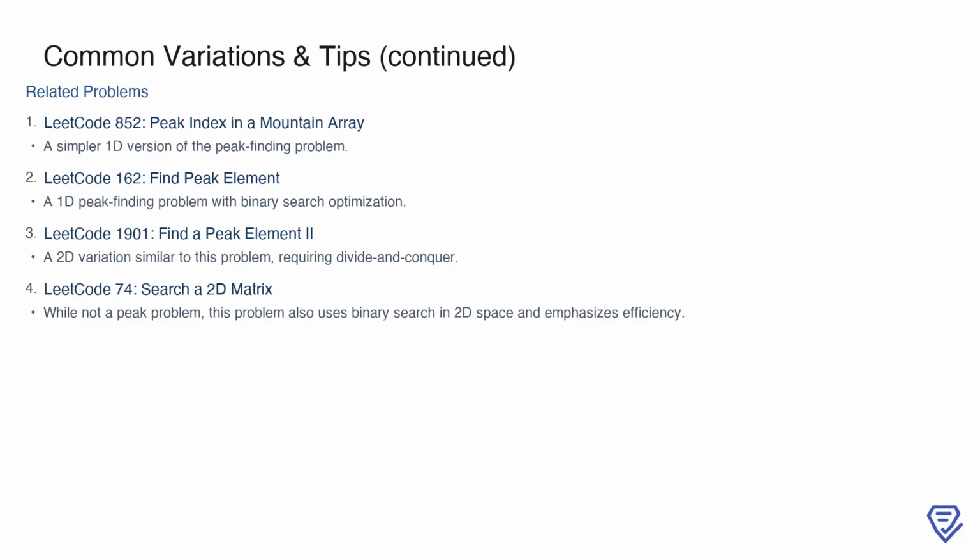Another related problem to consider is LeetCode 74, search a 2D matrix. While this isn't a peak finding problem, it involves applying binary search in 2 dimensions, which parallels the efficiency mindset required for solving 2D peak problems. Exploring these related problems will deepen your understanding of the techniques and strategies needed for efficient solutions.